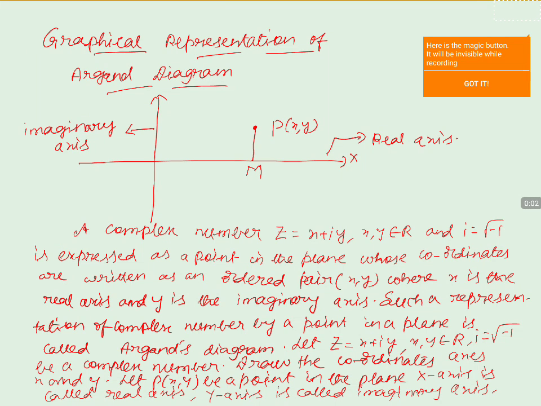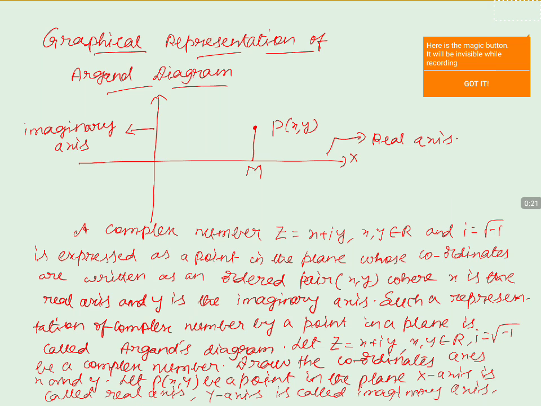Now here we are going to discuss the graphical representation of an Argand diagram. So the complex numbers are represented in a plane. We will call that plane a Cartesian plane, or Gaussian plane, or Argand plane, or sometimes Argand diagram also.